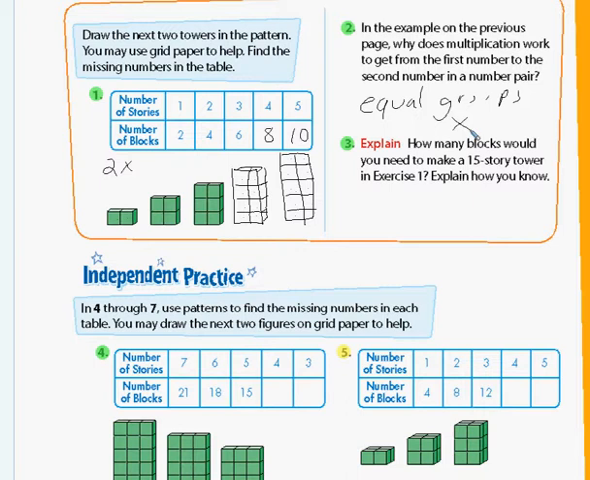Okay, number 3. How many blocks would you need to make a 15-story tower in exercise 1? Explain how you know. We figured out the rule for however many stories there are: times 2 gives us how many blocks there are. So 15 times 2, that's 2 15s, is 30. We'll work that out real quick. 5 times 2 is 10. 2 times 1 is 2, plus 1 is 3. It's 30, and that's 30 blocks.